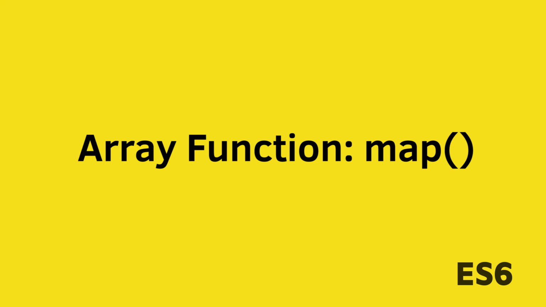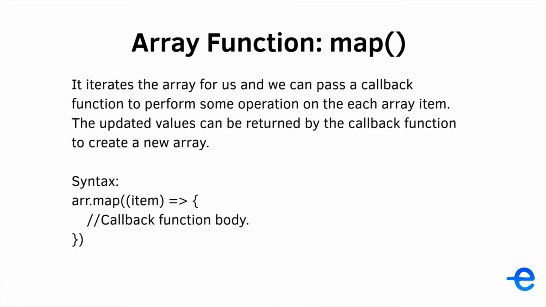In this video, we will learn about a new array function called map. When we use the map function on an array, it iterates the array for us, and we can pass a callback function to perform some action or some operation on each array item, and we can return the updated value to create a new array. This is the syntax for using map on an array. So array dot map, and inside the parenthesis we're passing a function. So let's try an example to understand it better.